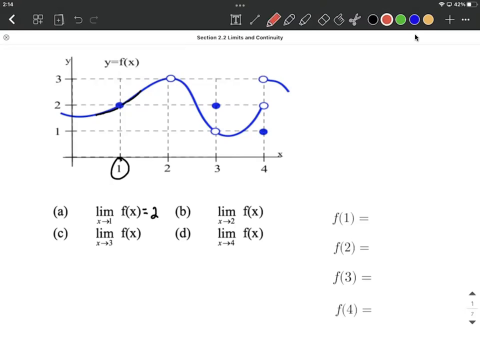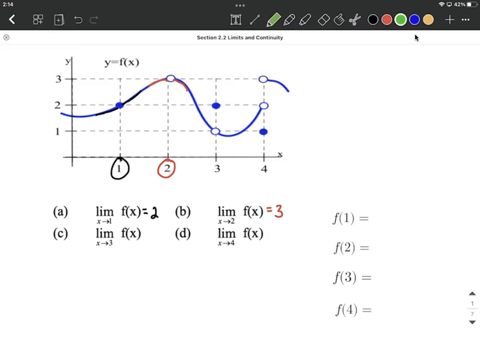Now let's look at the next one, part B, the limit as x approaches 2. So our x value is 2. We think from the left-hand side, from the right-hand side, it looks like we're coming together and they're going to touch. Now that point's not actually on the graph. That's a separate question that we'll answer in just a second. All right, even if the point's not there, both sides are coming together for a y value of 3. So we'd say that limit as x approaches 2 of f of x equals 3.